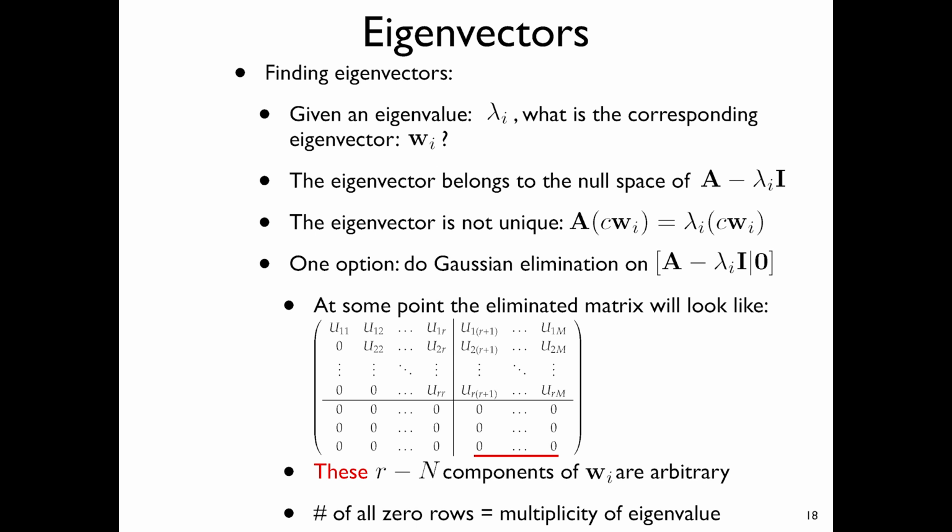There's a null space to this matrix. We won't be able to eliminate everything. It's rank deficient. So we'll be able to eliminate up to some R, the rank of this matrix, and then all the components below are essentially free or arbitrarily specified. There are no equations to say what those components of the eigenvector are.